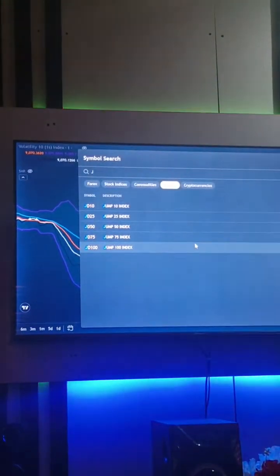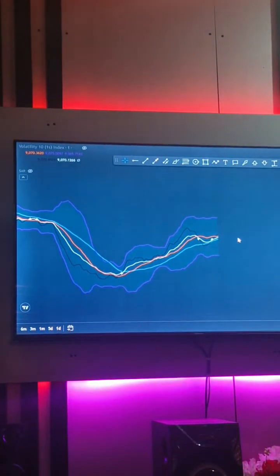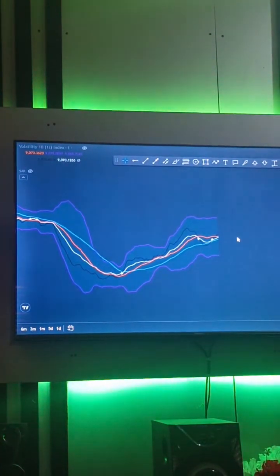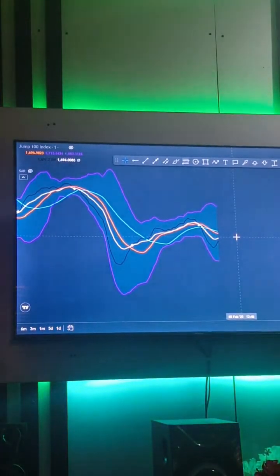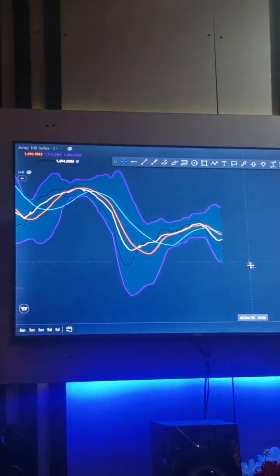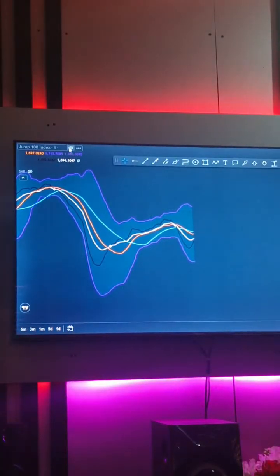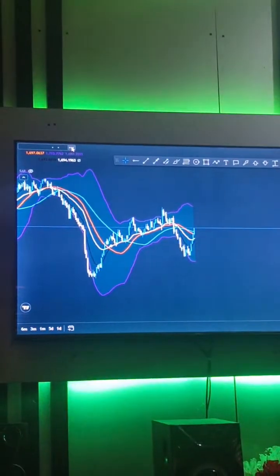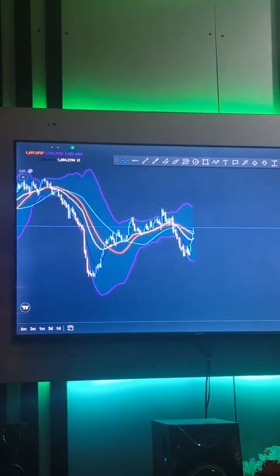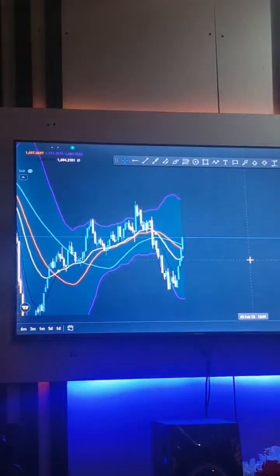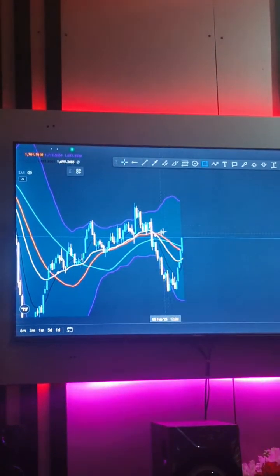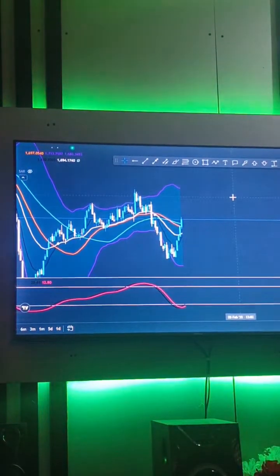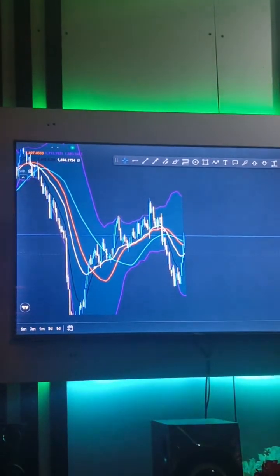Let's check jump 100. This is jump 100. I think jump 100 is doing well. I think we might be able to use it on jump 100. Let me check. No, we can't. We can't use it on jump 100 just yet, okay?